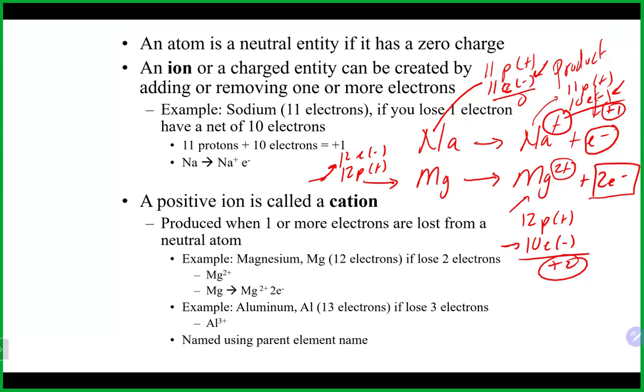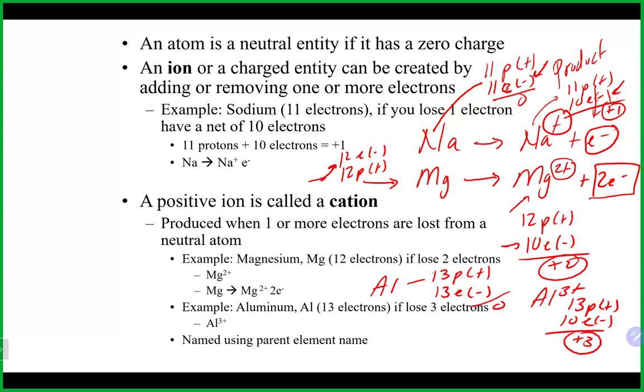Now, aluminum has a +3 charge, which means it has lost 3 electrons. Neutral aluminum has 13 protons and 13 electrons, giving us no charge overall. Aluminum with a +3 charge still has 13 protons because it's aluminum, but only 10 electrons, giving us that +3 charge because it has 3 more protons than electrons. By the way, in general, if you have an ion written, you should always have the charge written with it if it does have a charge.